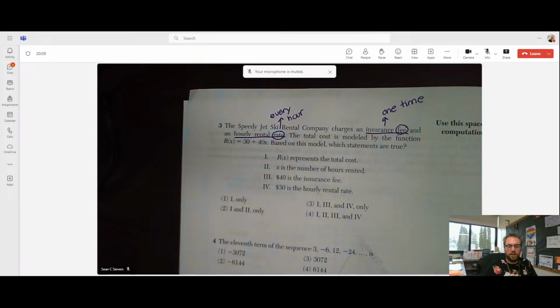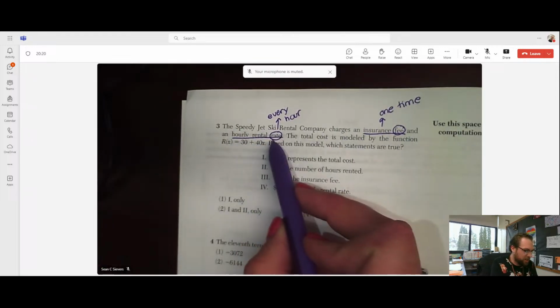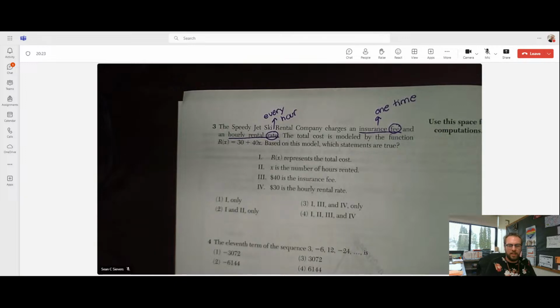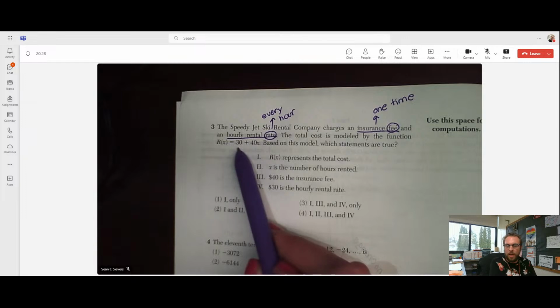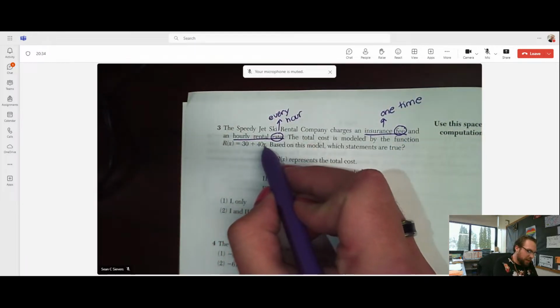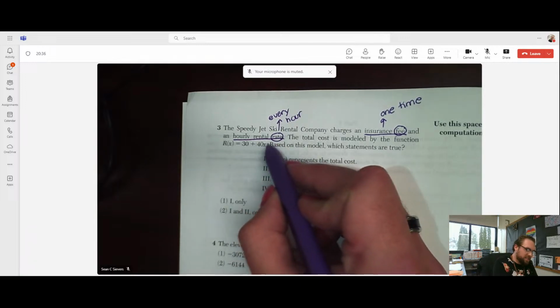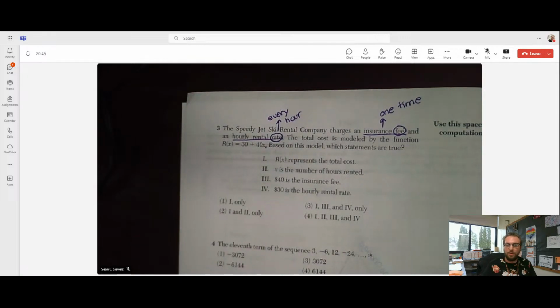So given the function r of x equals 30 plus 40x, let's connect the insurance fee and hourly rental rate to this function. Okay, so the constant value of 30, this only happens one time. So this is going to be the insurance fee. And then this 40x, this x tells us that that's going to be the number of hours. So it's going to cost us $40 for every single hour that we rent the jet ski.